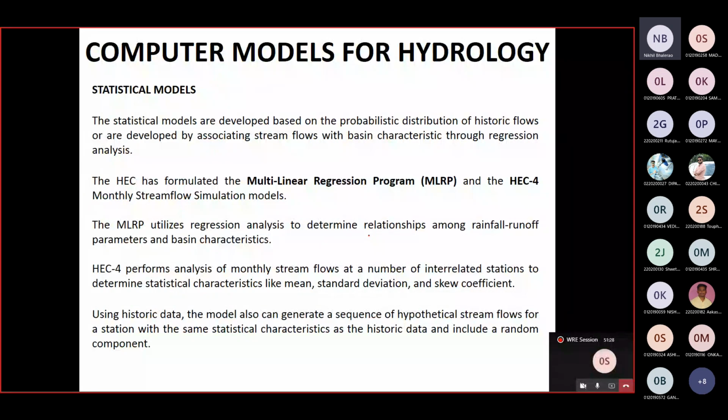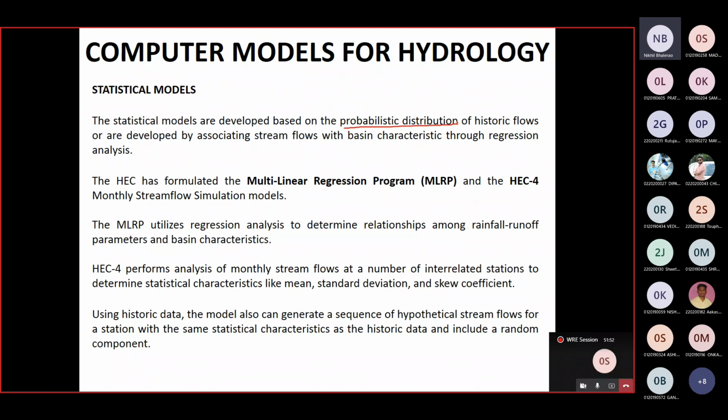So this is the first thing we have discussed, about the watershed hydrology. Now we are going to study the second parameter, that is the statistical models. So the statistical models are developed based on the probabilistic distribution. This is a very important part. You have studied the statistics in your school days, college days.